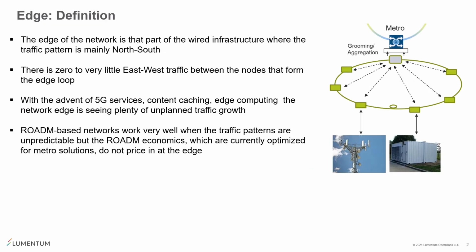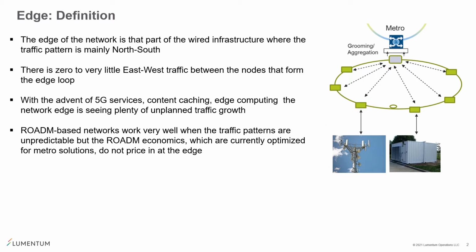So let's start with the definition of what I mean by the edge of the network. So the edge of the network is that part of the wide infrastructure where the traffic pattern is mainly north-south. There is very little east-west traffic between the nodes that form the edge, and bulk of the traffic in this part of the network is kind of like a hub to spoke.